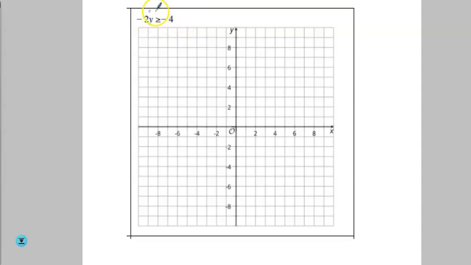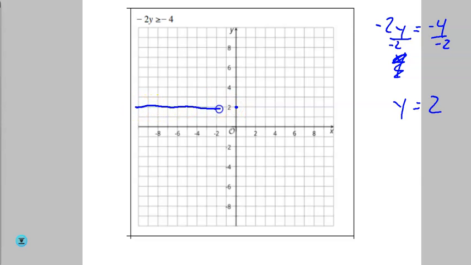This one you just have, and again, if we just had -2y equals -4, forget the inequality, and you solved it, you divide by -2. Let's divide by -2. You get y equals 2. Well, if you remember, y equals 2 is the horizontal line going through 2 on the y-axis. So this is y equals 2.